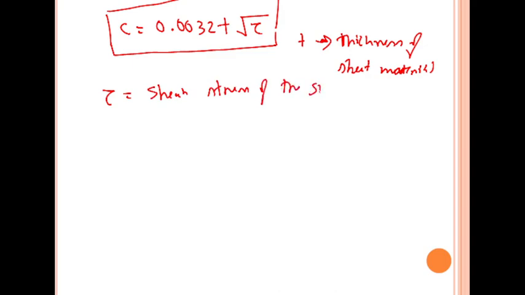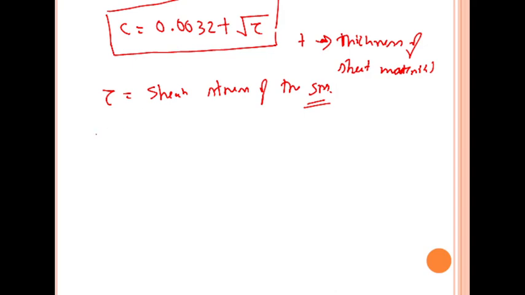Of the sheet material, let me write sheet material like this. If the clearance, that is the radial clearance, is not given in the question, and thickness and shear strength of the sheet material etc. are given, then we can find the radial clearance by using this formula. C is equal to 0.0032 d under root tau.